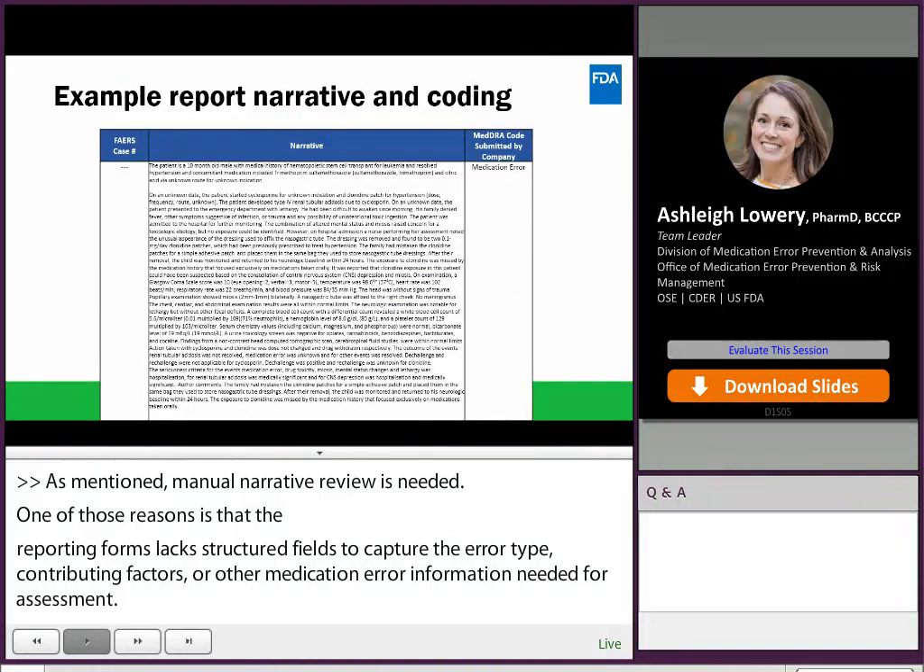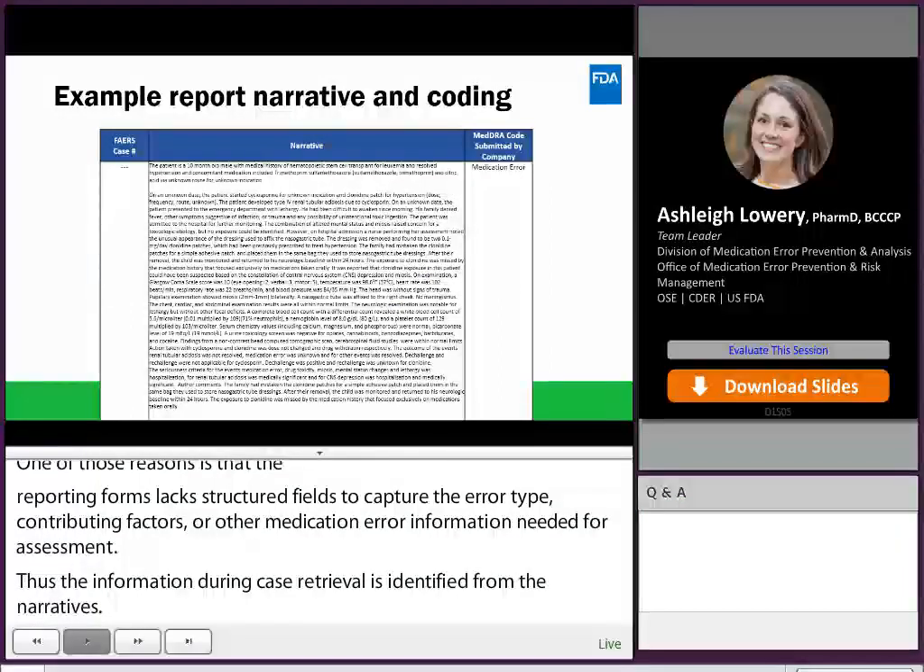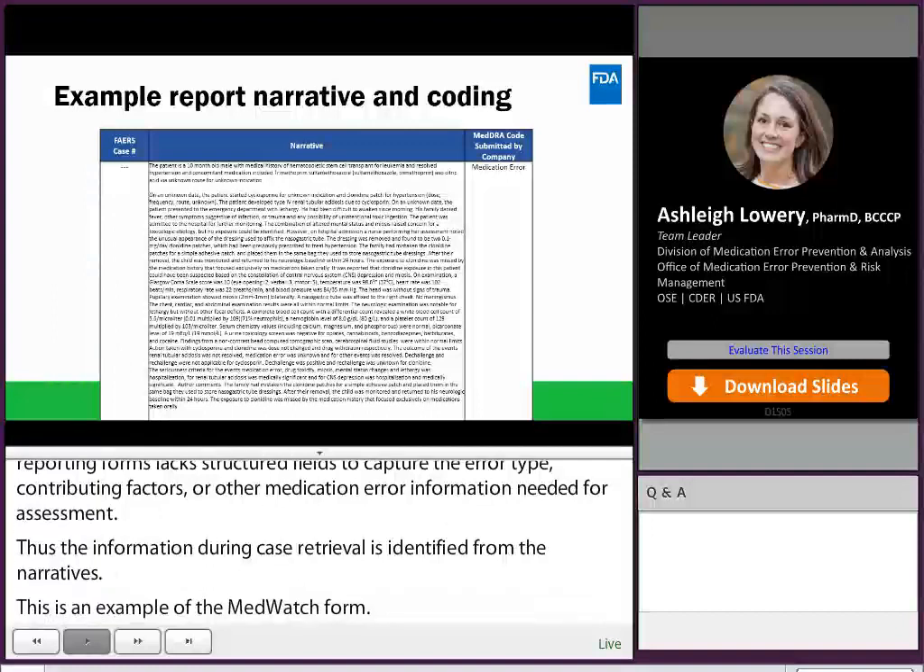Another one of the challenges in case retrieval is the coding of the cases. Coding is often not specific enough, but a narrative can provide additional details. This is an example of a narrative and its submitted MedDRA code.